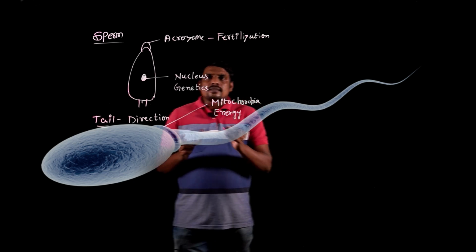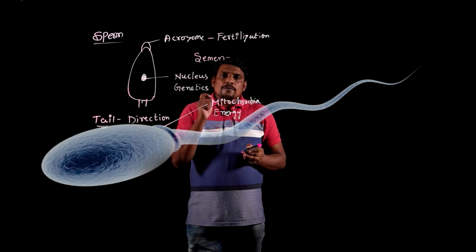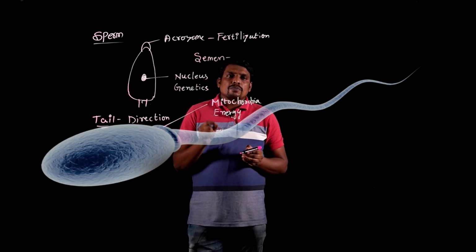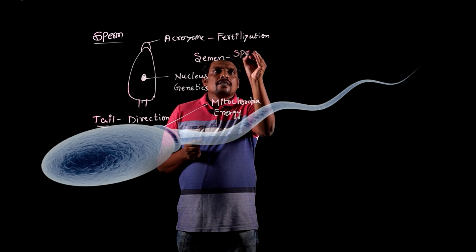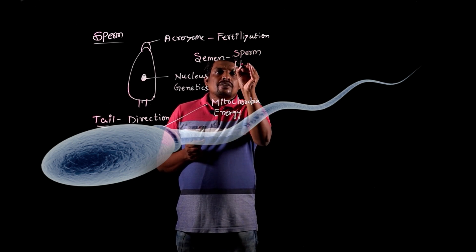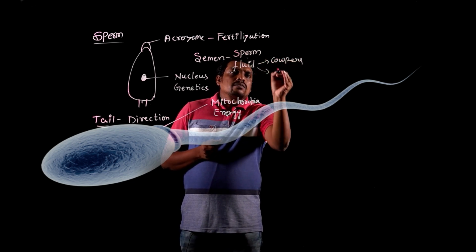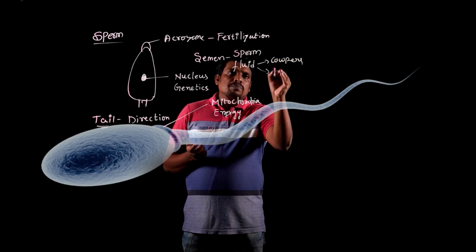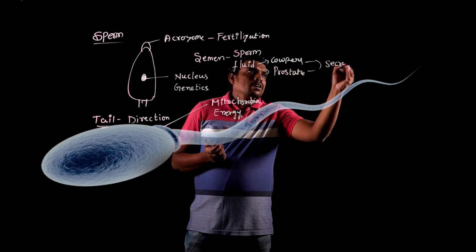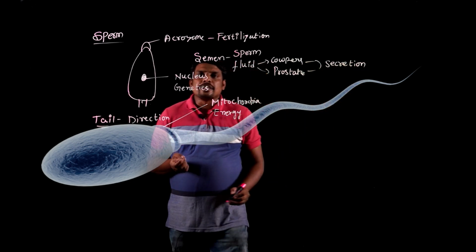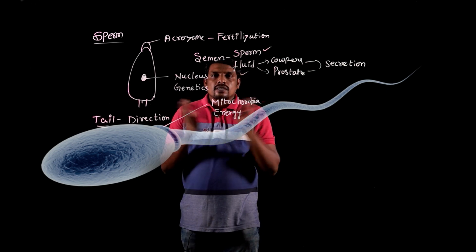Now what do you mean by semen? Sperm cells and the fluid part from the male reproductive system are generally considered as semen. Semen contains sperm cells and the fluids which are coming from the Cowper's glands and the prostate gland. These two types of glands release their secretions, or produce some important materials that are required for growth of the sperm cell. So the combination of sperm cells and the fluids is called semen.